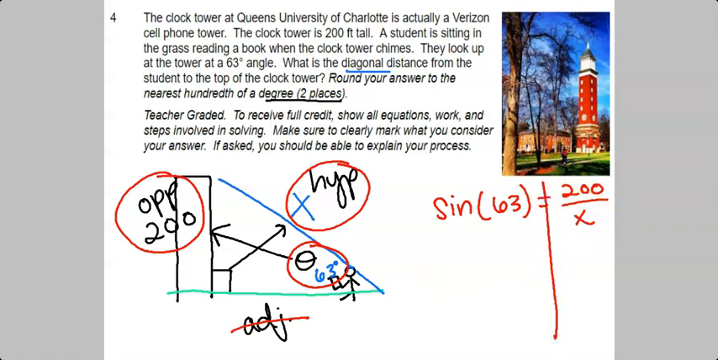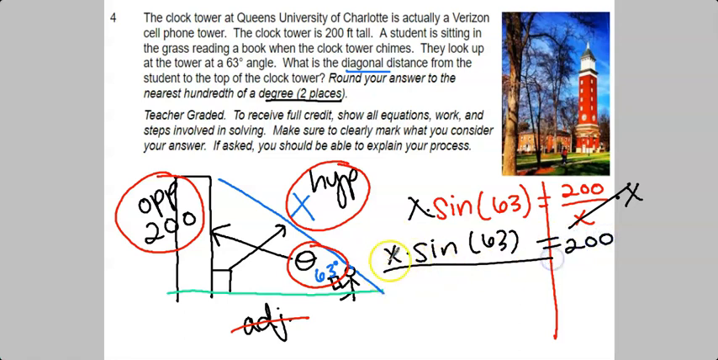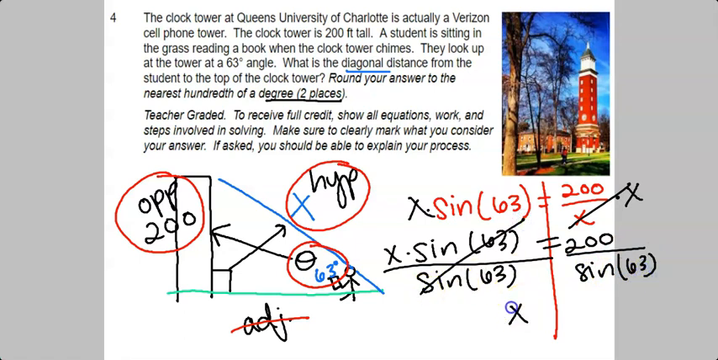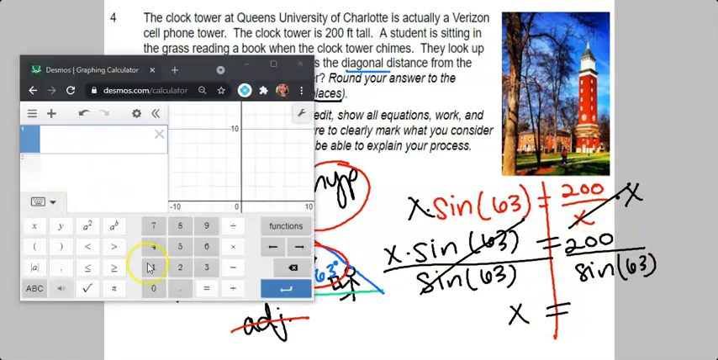All right, we need to solve for x, but we can't do that until we get rid of this fraction, so times x and times x. So x times the sine of 63 is equal to 200. We are going to divide because we want to get x by itself, so let's divide by sine of 63 and divide by sine of 63. So x is equal to, this is what needs to go into Desmos, so let's pull that up.